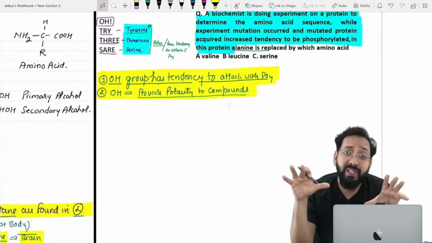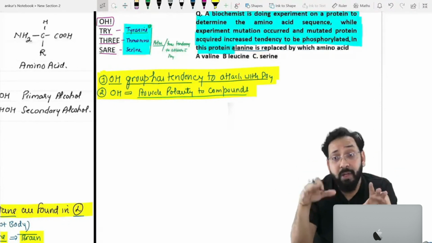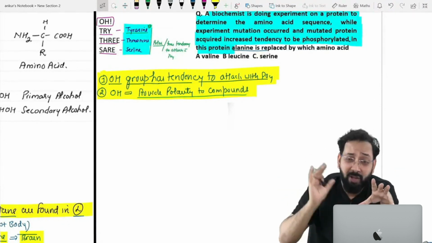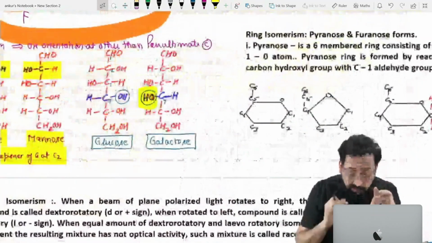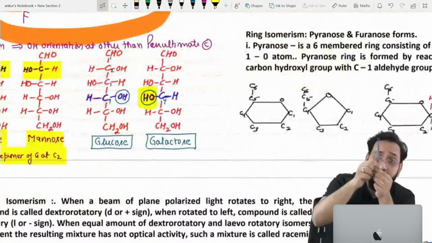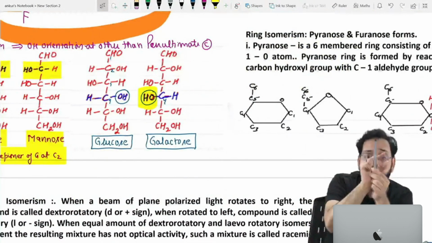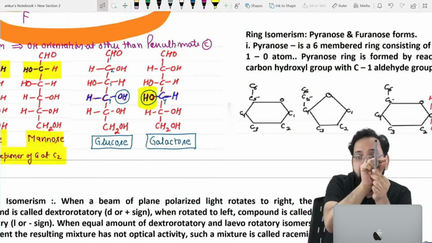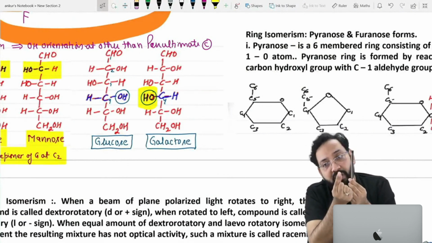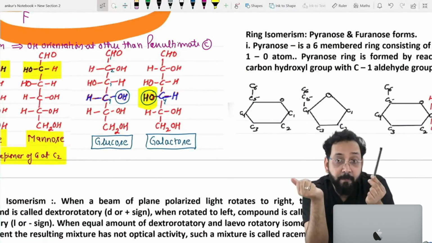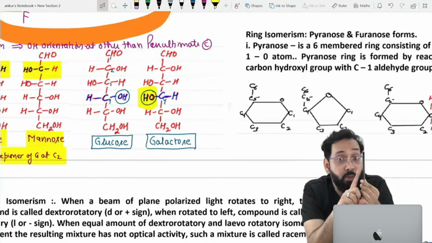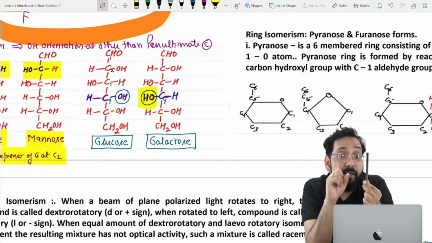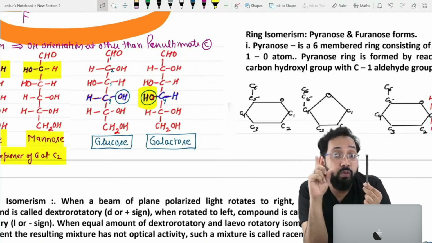So there should be a separate pathway for galactose. But nature thought, why make a separate pathway for galactose? What we will do, we will take galactose at carbon number 4, we will hold OH and we will rotate this OH to right. Galactose will be converted to glucose, and then glucose will be utilized. So galactose metabolism is nothing but conversion of galactose to glucose.